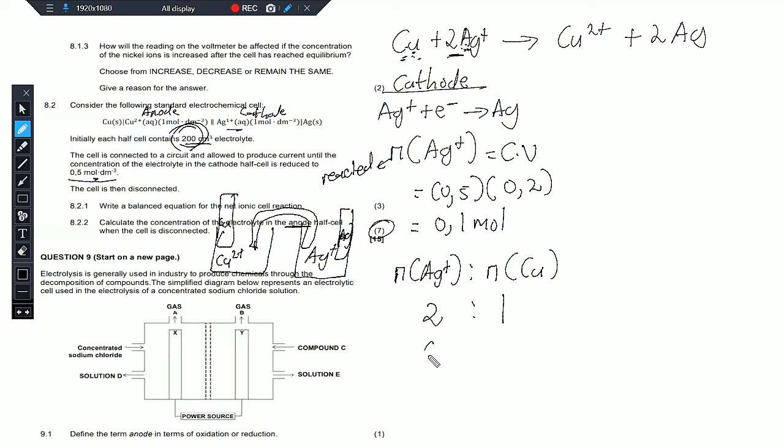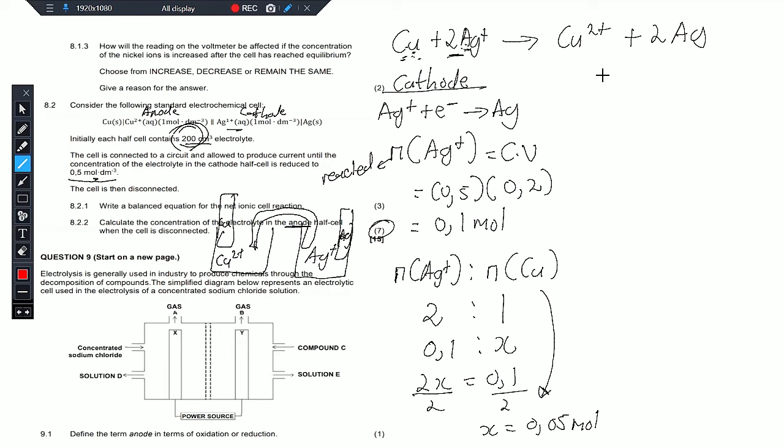And then we have 0.1. This here is X. So we can quickly calculate that by cross multiplying here, and then divide by 2, divide by 2. The X is 0.05 mole. Right. And then this is the number of moles of copper that reacted. But note that we are interested in the electrolyte. So the electrolyte of copper has what? Has the copper 2+ ion.